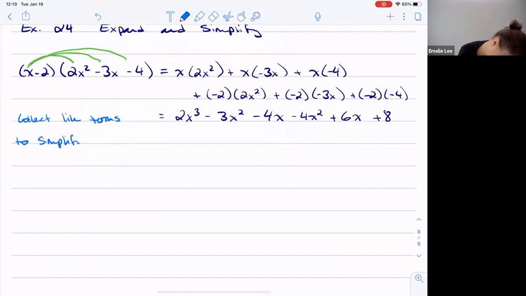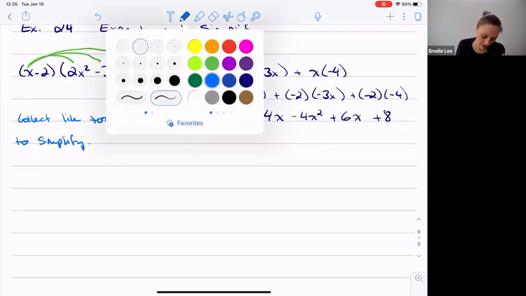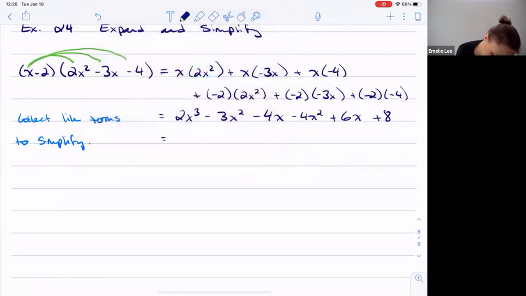to simplify. Okay. So what I'm going to do is look for the combinations of variables that are the same. So x to the power of 3, I'm looking for other x to the powers of 3. I don't see any, so I can write that down on its own. This becomes 2x to the power of 3. And then I've got -3x squared. So now I'm scanning for other x squared. And I do have one. So I'm going to pull those together. So I'm going to collect those. -3x squared minus 4x squared.